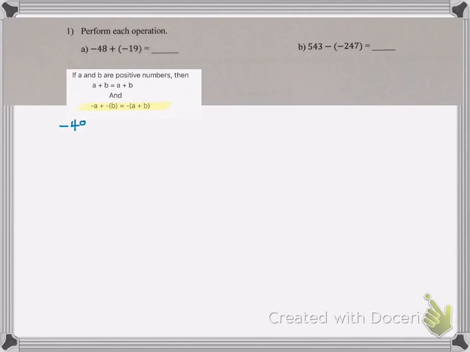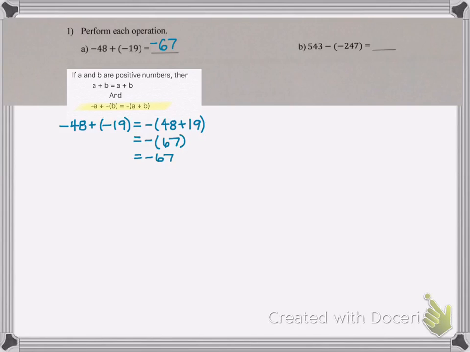So I have negative 48 plus negative 19. That should be the same as the opposite of 48 plus 19. So you can see I just modeled our problem after this second part of the rule that I highlighted in yellow. Let's simplify 48 plus 19. 48 plus 19 is 67, and now I want the opposite of that. So my final answer is negative 67.